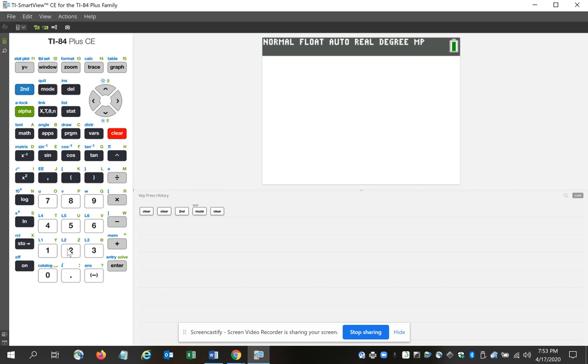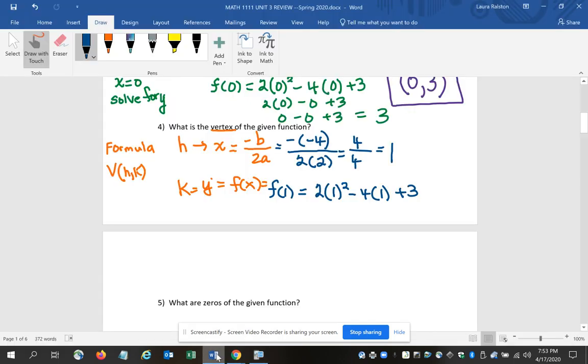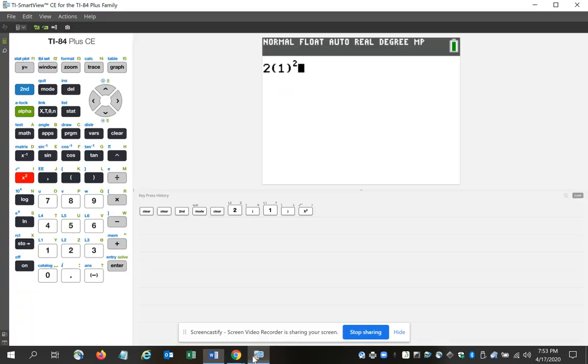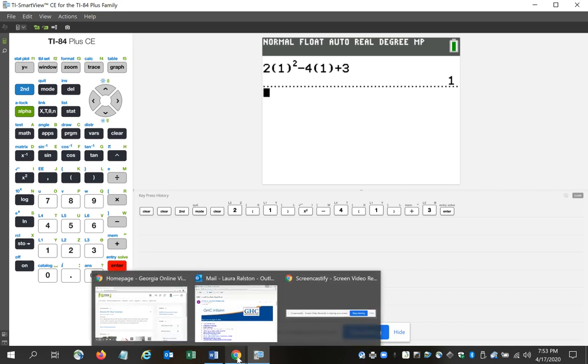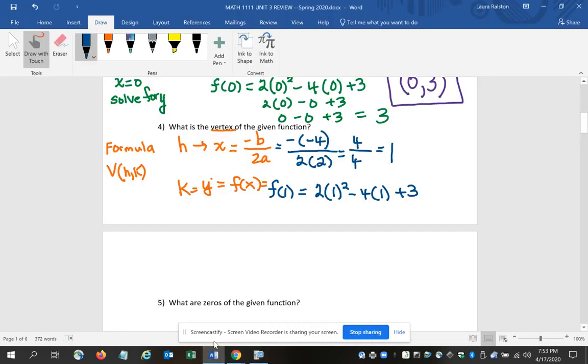All right, so we would have 2 parentheses 1 close parentheses squared. Make sure I get it right. Minus 4 parentheses 1 close parentheses plus 3 and enter. And I get a value of positive 1. So when you do these calculations, you're going to get a value of positive 1.